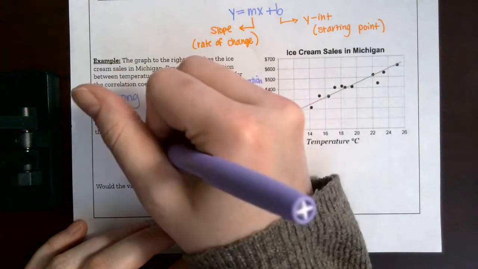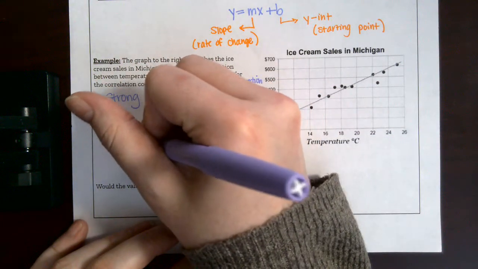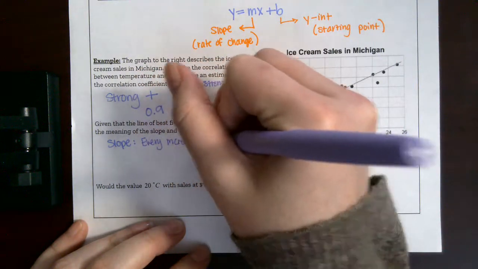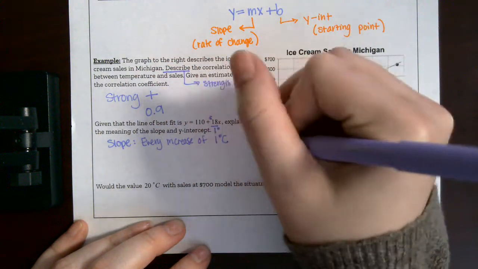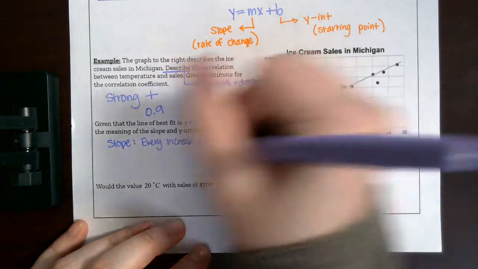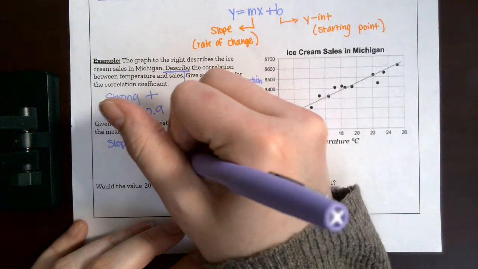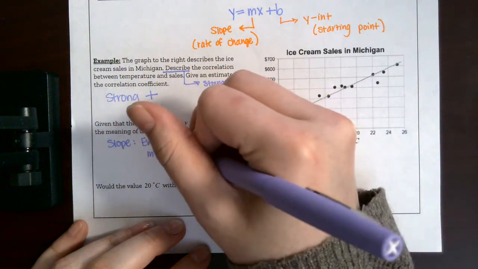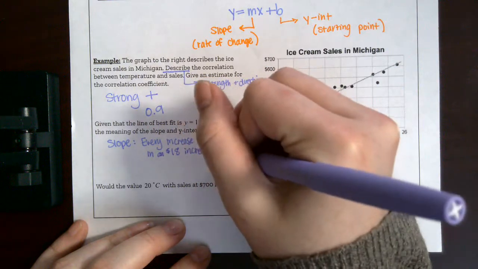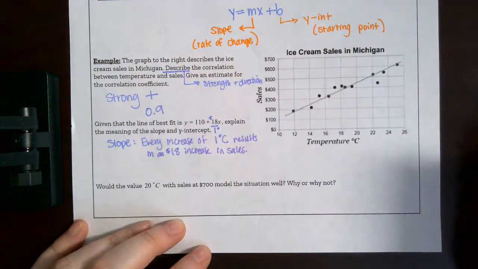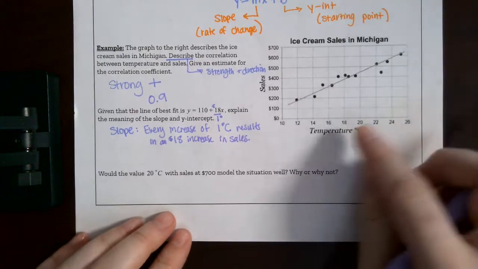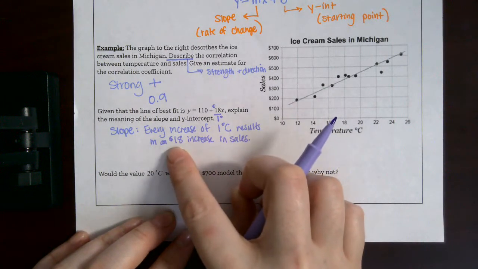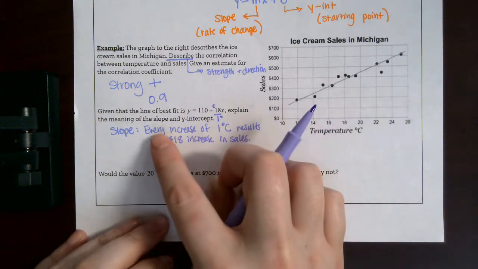So I'm going to say that every increase of 1 degree Celsius results in, I should say, an $18 increase in sales. You could also say sales go up by $18 for every degree. Anything that explains that we are going up by $18 every 1 degree.